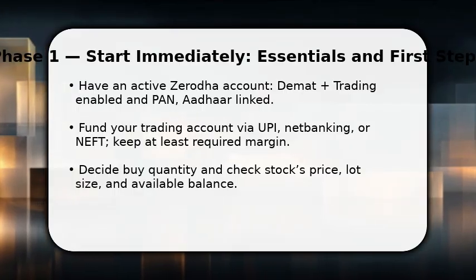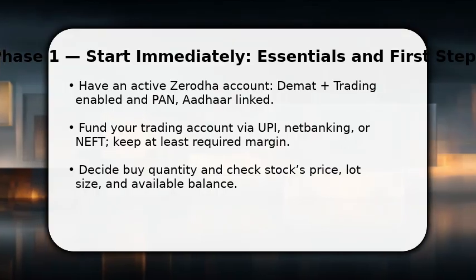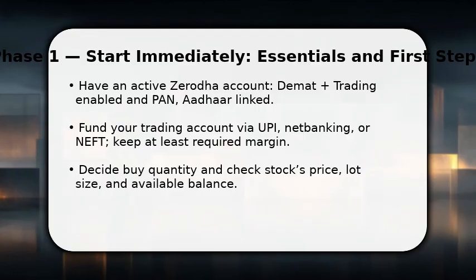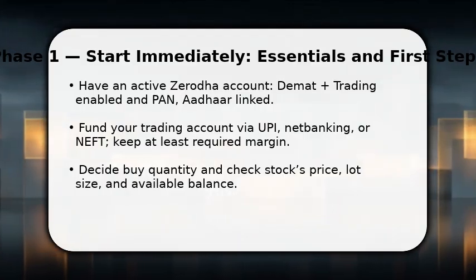Next, open the Kite app or web, search the stock symbol, and choose the right exchange and segment. Make sure you verify lot size for derivatives or planned quantity for equity, because that determines the cash required and order type you'll place next.